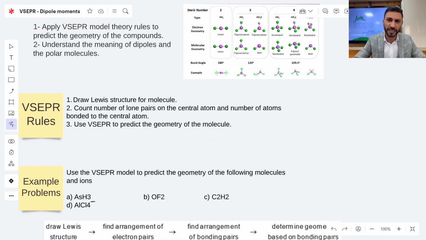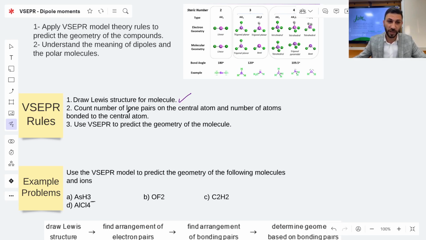How to apply the VSEPR model theory? We have some rules. The first step is to draw the Lewis structure of the molecule. And we know that the Lewis structure is like the dot structure. It represents the valence electrons for each atom. If you remember, the most important thing is the central atom, how many lone pairs and how many shared pairs it has. So drawing the Lewis structure is the first step.